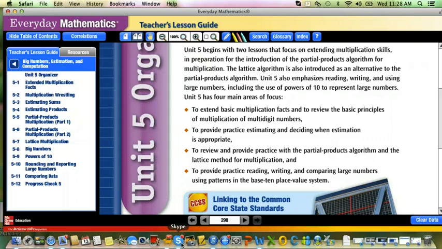So first I'm going to talk a little bit about what we're expecting, and that's all this is going to be today. It's just a quick overview of what we're going to see in Unit 5, which is dealing with multiplication. We're going to jump into doing some stuff that's pretty easy. We've already been practicing it a little bit with extended multiplication facts.